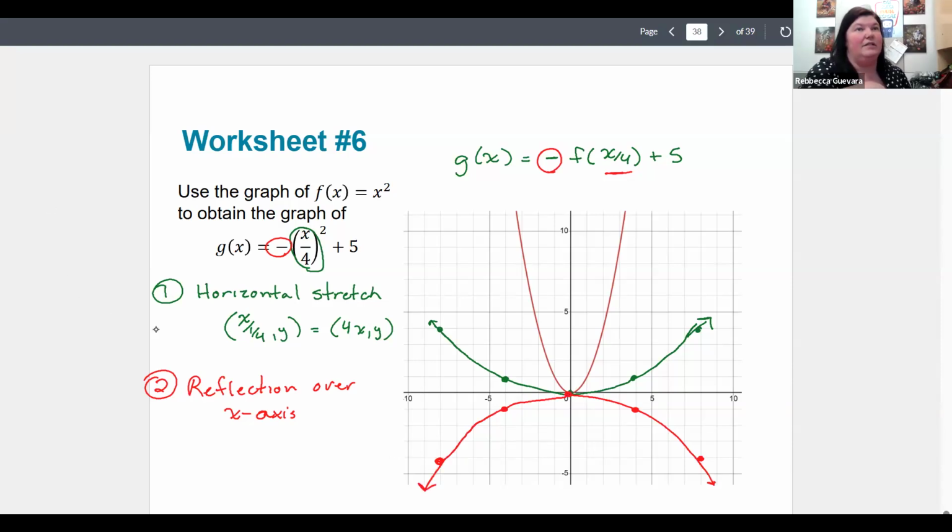And then lastly, we're going to do our addition. So we are going to shift up 5 because that's outside of the f(x). So this moves up to 5. This moves up 1, 2, 3, 4, 5. This point moves up 1, 2, 3, 4, 5. This point moves up 1, 2, 3, 4, 5. So that is my transformed function.